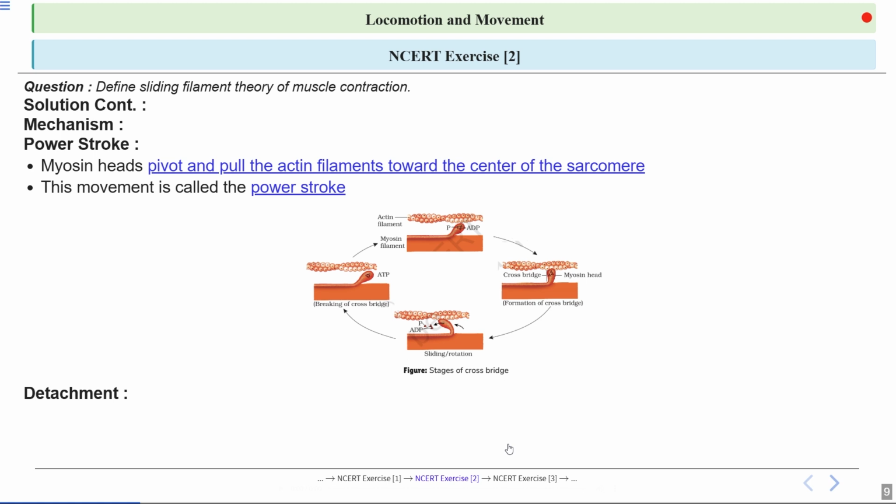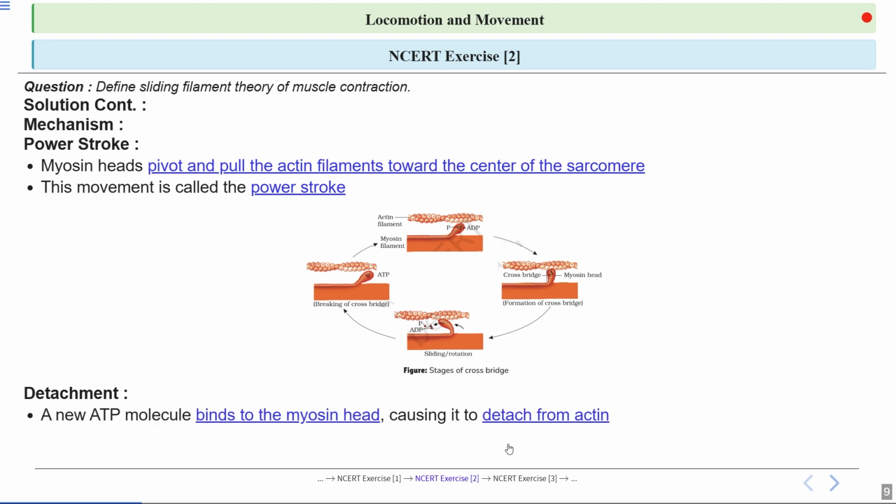So you can think of it like the rowers lifting their oars out of the water to get ready for the next stroke. Now, a new ATP binds to the myosin head, causing it to detach from the actin filament. So ATP is like the fuel that allows the myosin to let go and prepare for another round of pulling. Without ATP, the myosin would stay stuck and the muscle wouldn't be able to relax. Now, finally, the myosin head resets to its original position, ready to start the cycle again.